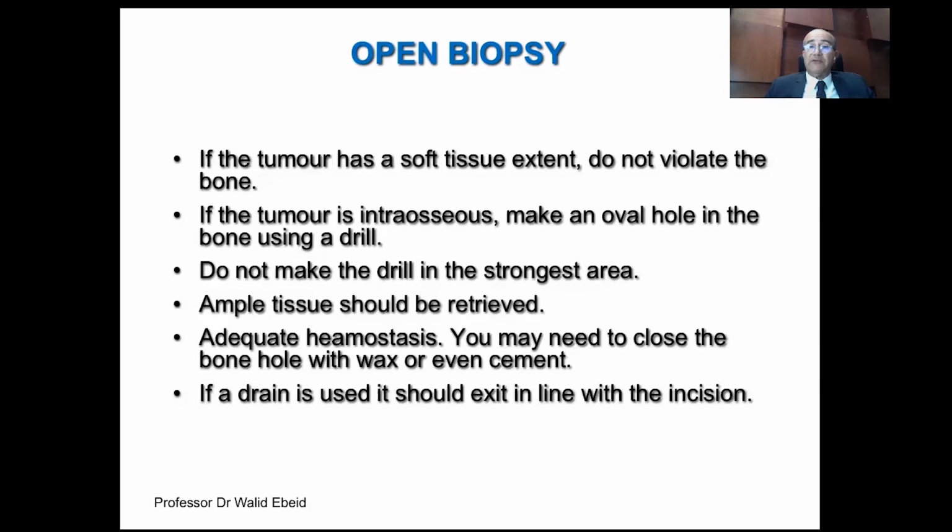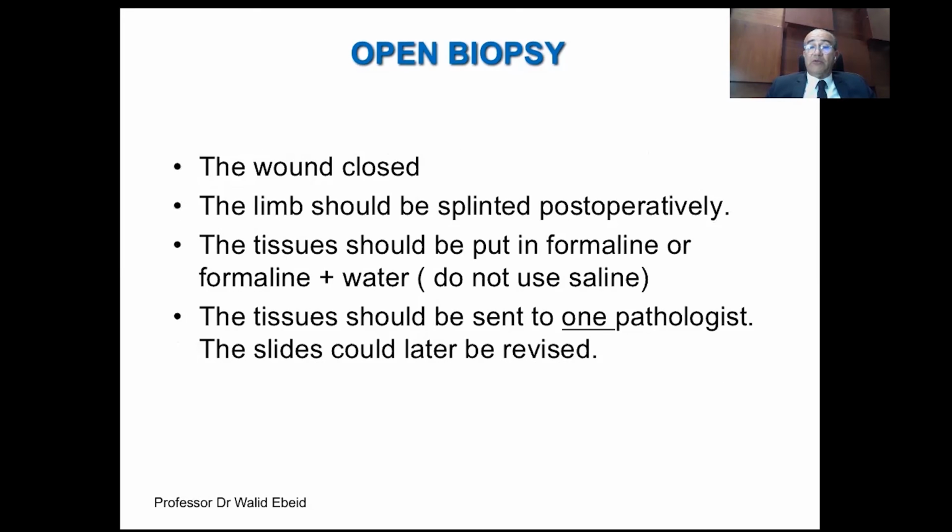If the tumor has a soft tissue extent, do not violate the bone. If the tumor is intraosseous, you make an oval hole in the bone using a drill. Never use osteotomes and hammer. Ample tissues should be retrieved, with adequate hemostasis, even if you need to stop the bleeding with wax or with bone cement. If a drain is used, it should exit in line with the incision. The wound is closed tightly in continuous sutures, and the limb should be splinted.